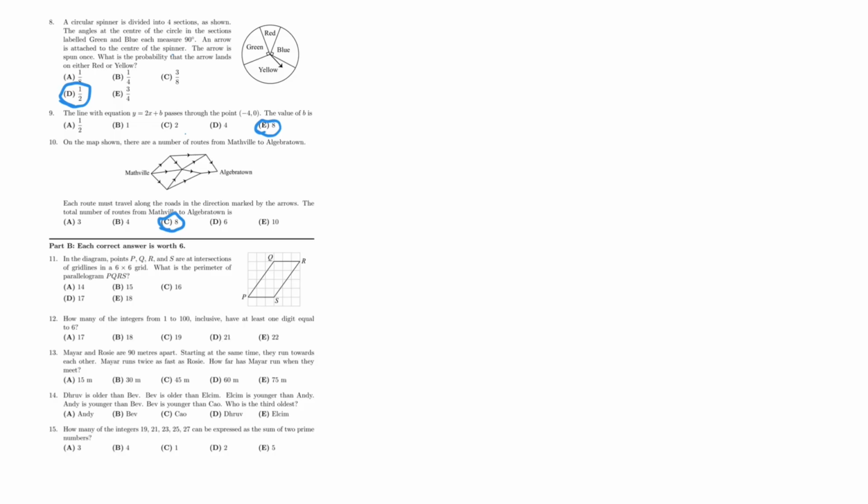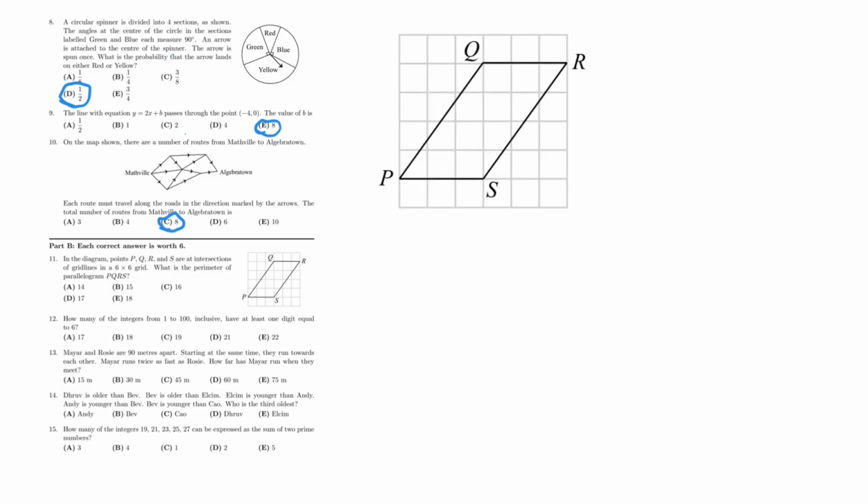Number 11. In the diagram, points P, Q, R, and S are at intersections of grid lines. In the 6 by 6 grid, what is the perimeter of the parallelogram PQRS? PS is 3, RQ is 3. PQ, we use the Pythagorean theorem. So QS is the 4. Pythagorean triple 3, 4, 5. Here is the 5 and the 5.